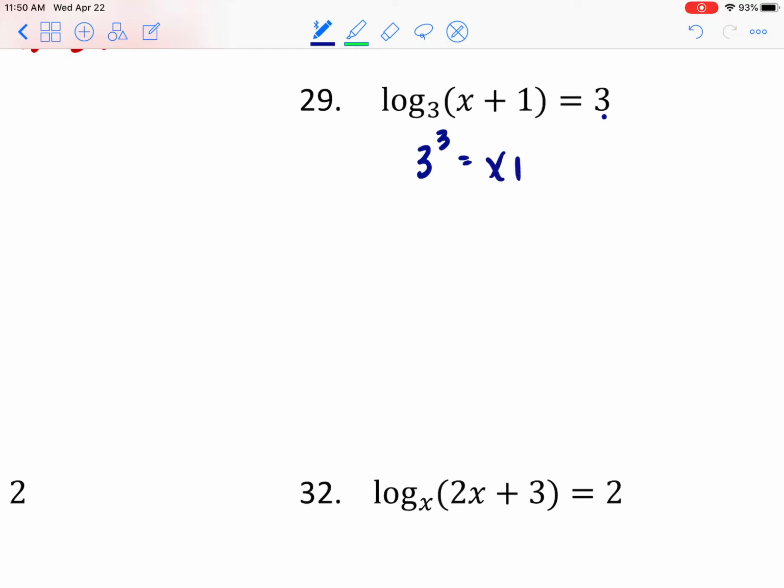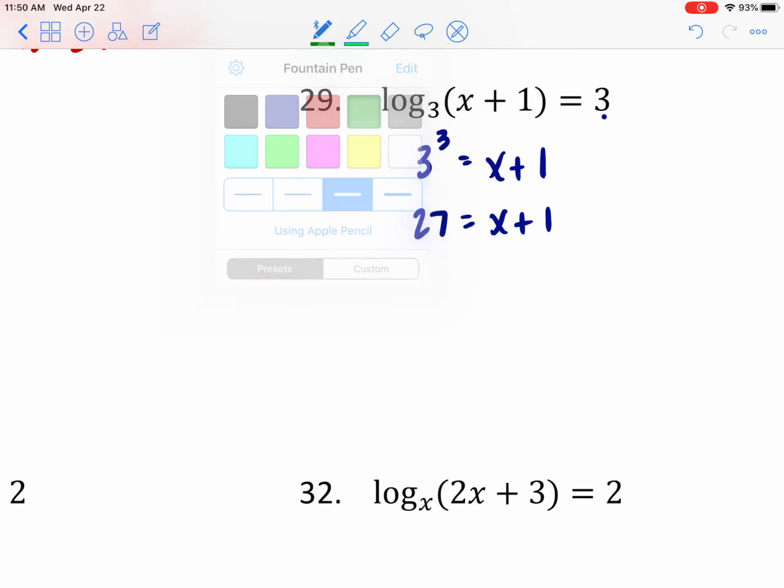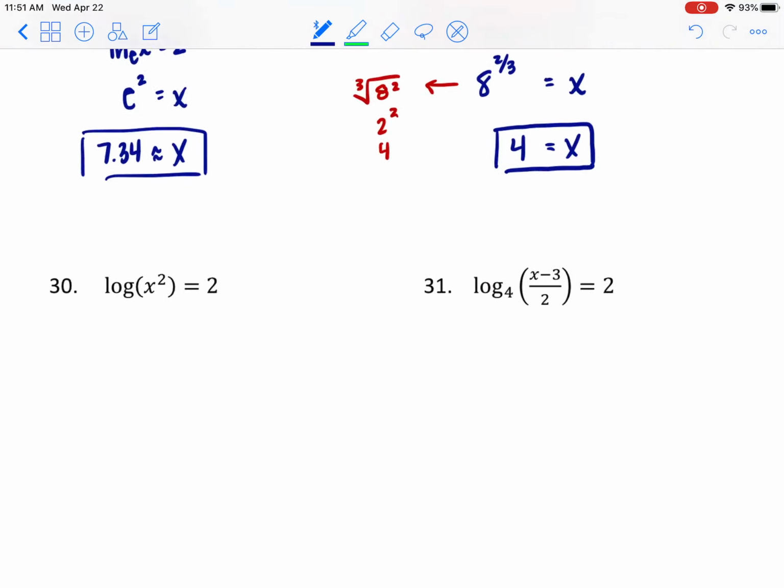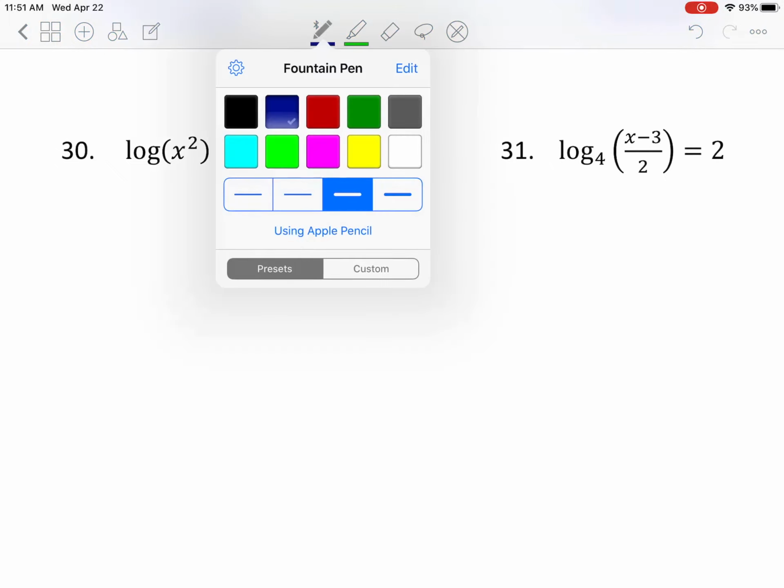All right, how about this guy? This looks a little scary, maybe. Again, x not by itself, so we're going to rewrite this. Rewritten, it becomes 3 cubed equals x plus 1. Well, this isn't so bad. 3 cubed is 27. So if 27 is equal to x plus 1, I just got to subtract that 1 over, which means my solution here is 26.